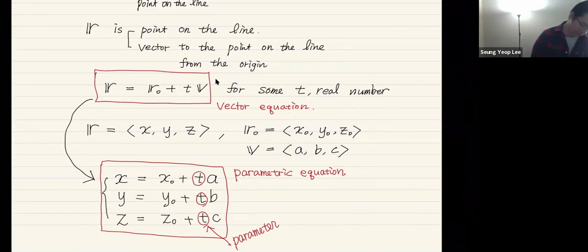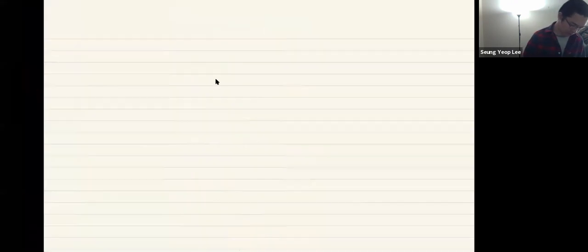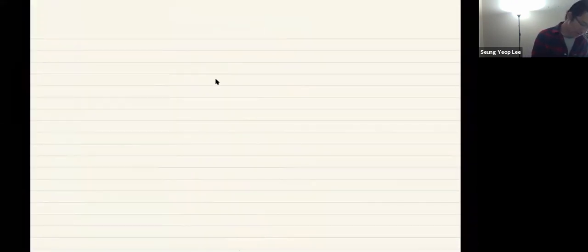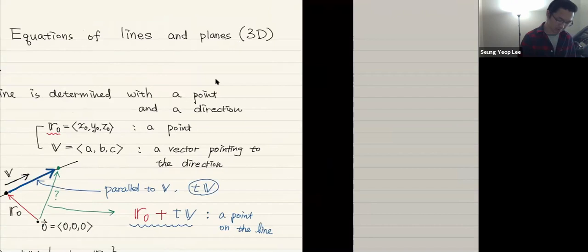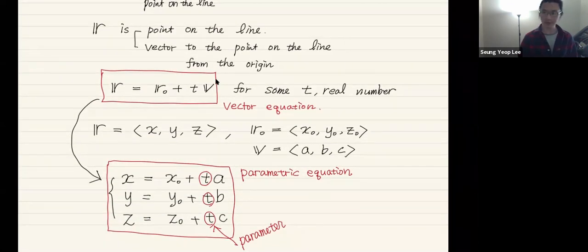Okay, those two are equivalent, and this represents a line. So if you are given such an expression, you should be able to tell what kind of line it is: in which direction it goes, through which point it passes, and so on.